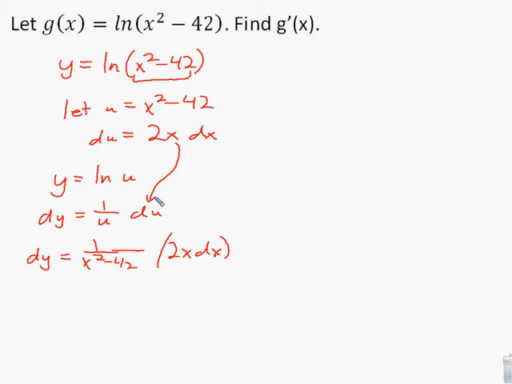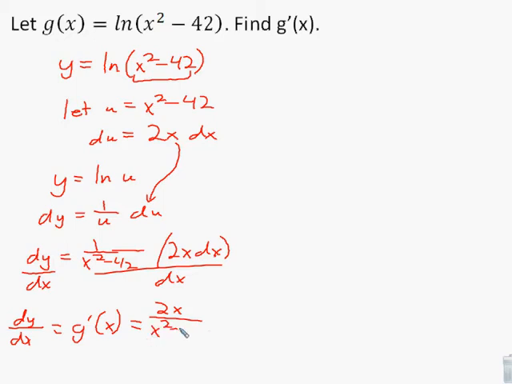We can divide both sides by dx. And that's our derivative. Again, it is in the function form, so dy/dx, which is equal to g prime of x, that equals 2x over x squared minus 42. And so that's differentiating by u substitution.